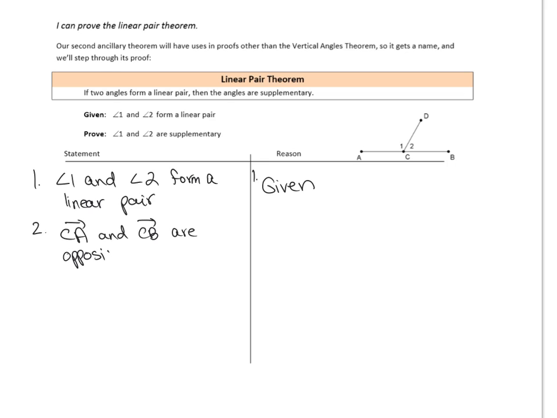And that's a good thing because opposite rays form straight angles, and straight angles have 180 degrees, and we have to add up to 180 degrees to be supplementary. So this is my path. I just have to be really, really specific about how I go down it. So I'm able to say that they're opposite rays by the definition of a linear pair.